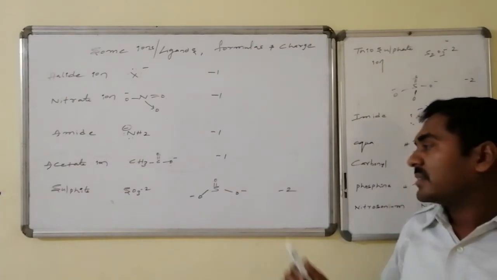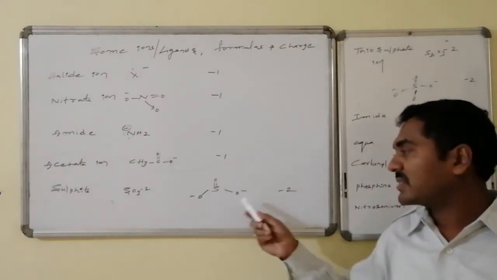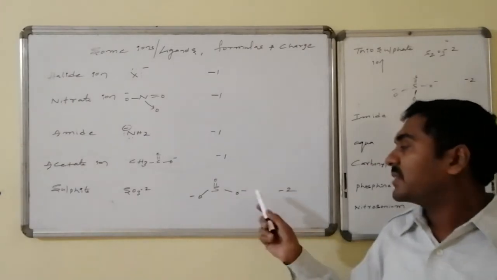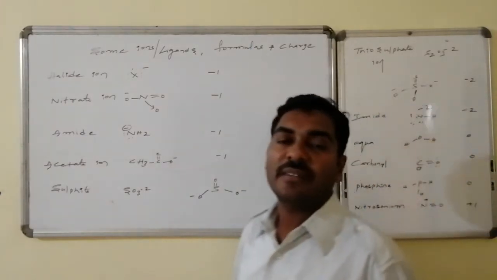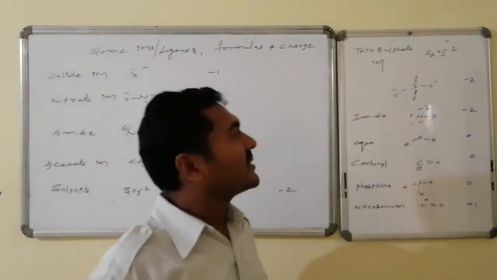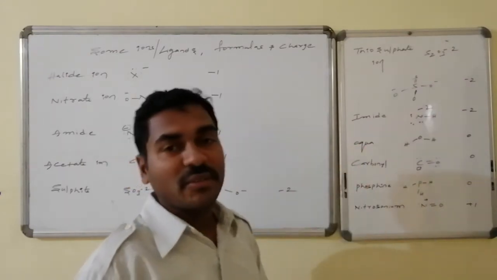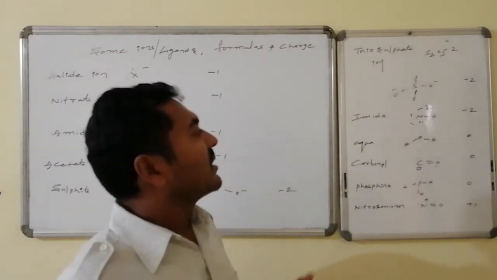Sulfate ion, that is sulfur with the 3 oxygens, one is a double bonded oxygen, the remaining 2 are single bonded oxygens having each 1 unit of negative charge, that is sulfite minus 2 units. Similarly thiosulfate S2O3 2 minus, oxygen is having minus 1 unit on each, so therefore it is totally 2 units of negative charge.